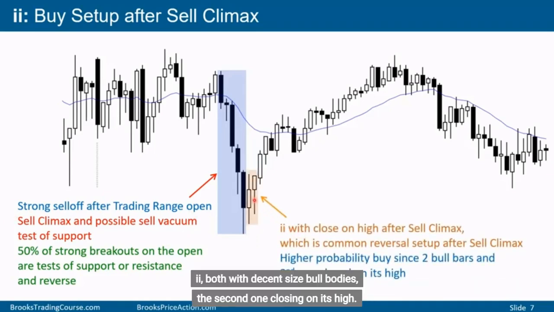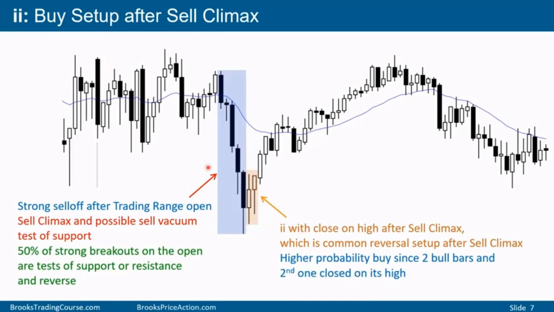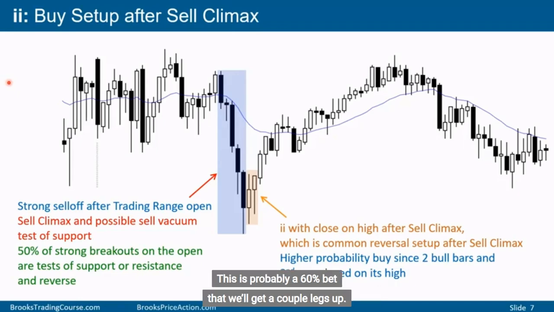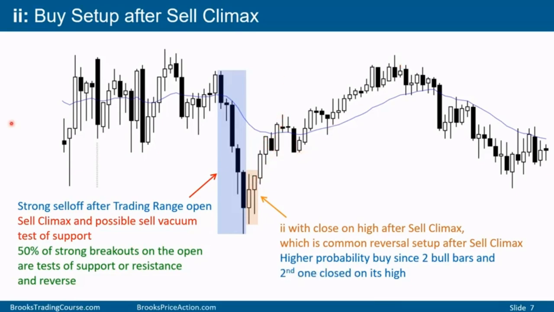II, both with decent-sized bull bodies, the second one closing on its high. That makes this a higher probability reversal. Remember I said IIs are often 50 to 60%. This is probably a 60% bet that will get a couple legs up. It could be one pullback two, or it could be a complex one pullback two.